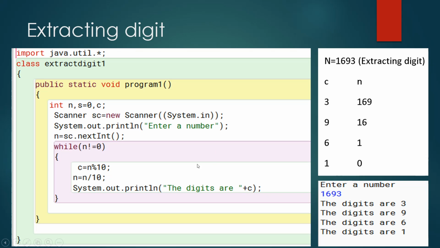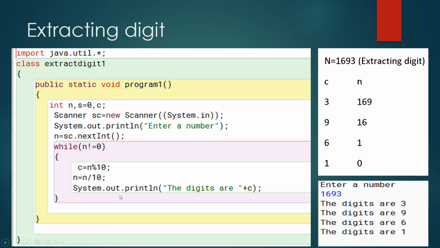Now again it will go up, and it will check, is 0 not equal to 0? The condition is false in this case. So it comes out of the loop. So over here, this is the dry run part which I have shown you, and this is the actual output. I have entered a number and it says the digits are c. So first in this case is 3, then 9, then 6, then 1.